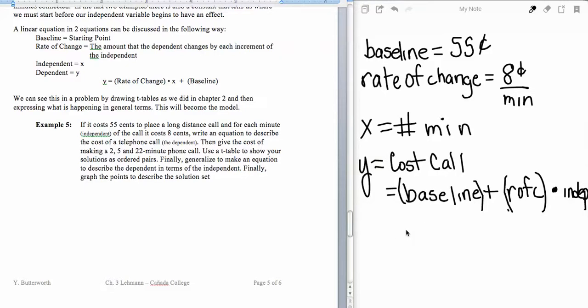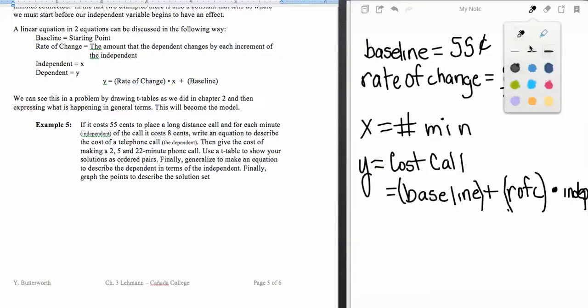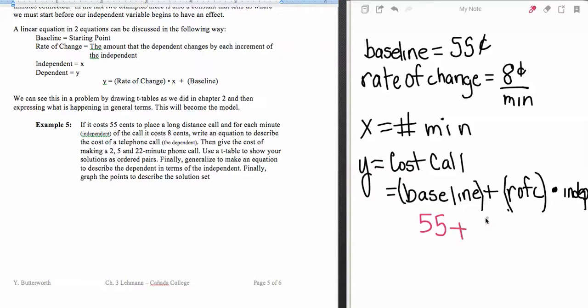So we've got it set up as y equals the rate of change times x plus the baseline. We've got each of those things detailed out, and now we're going to write that model in. Our baseline number is 55, plus the rate of change, which is 8 cents per minute, times our independent value x, the number of minutes that we talk, and that equals our y. And there we go. Now we have a linear model.